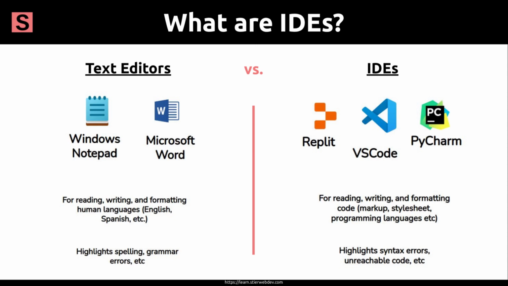Similarly, an IDE will highlight mistakes in our code, whether that's a syntax error, which you can think of as a spelling error in code, or unreachable code, which you can think of as a grammatical error in code, basically code that doesn't do anything. An IDE can also give us autocompletion similar to how Microsoft Word can autocomplete our English language words.